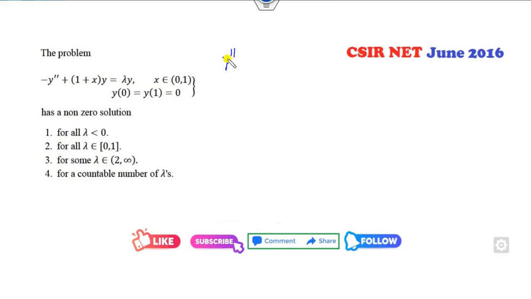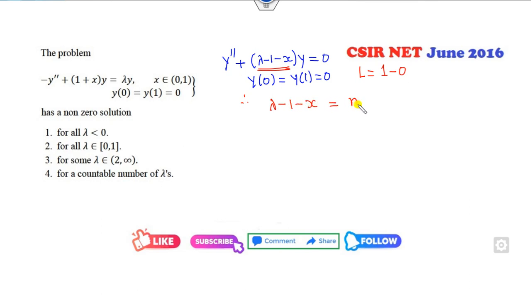Now look at this concept, how you can solve this one. Firstly, I can write this equation in a simple manner: y double dash minus 1 minus x, y is equal to 0. Fine. y of 0, y of 1 is 0. Clear? So again, what is the L? So therefore, in this case this is my lambda, and this number should be n pi over L squared. Now that means this number is n square pi square.